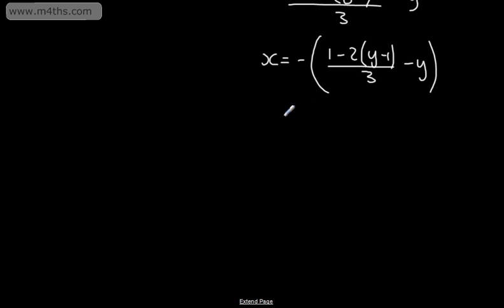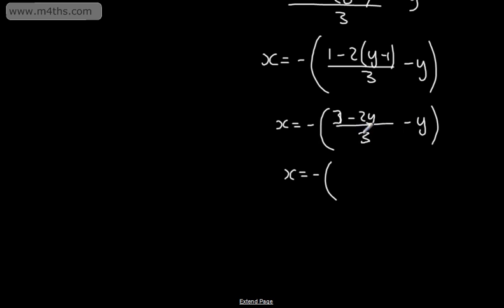So if you wanted to tidy this up, we could just go ahead and write this as negative. Then in the numerator here, I'm going to have now 1, then I'm going to have minus 2y plus 2. So that's going to give me 3 minus 2y over 3. Then I'm going to have minus y. So I can write this as x is equal to now negative. Just combining this up, this is going to give me negative 3y. So we'll have 3 minus 5y all over 3.